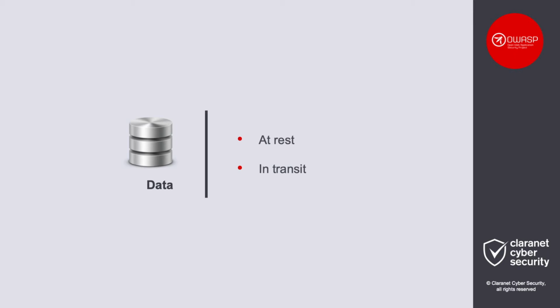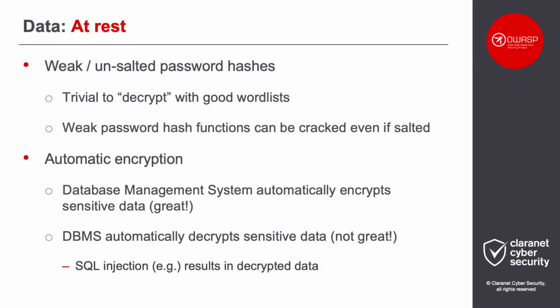Now looking specifically at data at rest, we have weak or unsalted password hashes. We've mentioned MD5, so I'm not going to go over that again. There are several other hashing algorithms now considered obsolete. These are trivial to decrypt with good word lists, and these weak password hash functions can be cracked even if salted.